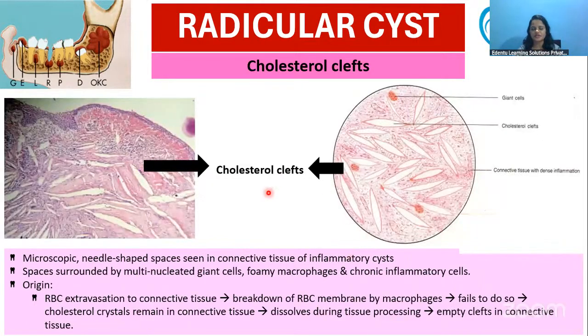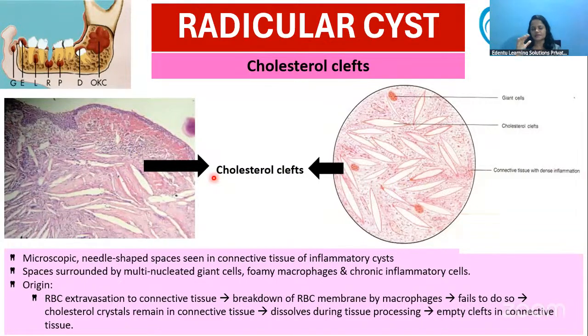Then another feature that you see in this radicular cyst is the cholesterol clefts. So what are these cholesterol clefts? They are needle-shaped spaces like this seen in the connective tissue of inflammatory cells. They can be seen in dentigerous cyst also if it's infected, but are mostly seen in radicular cyst. Such needle-shaped spaces that you see in the connective tissue are called cholesterol clefts.